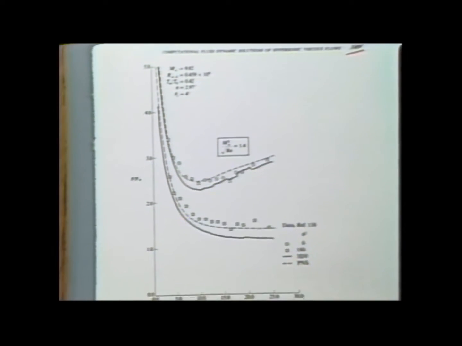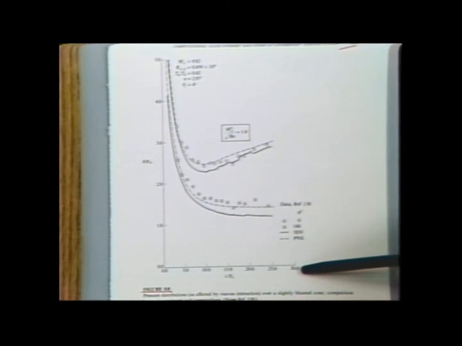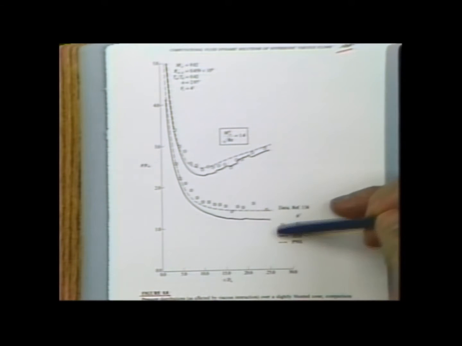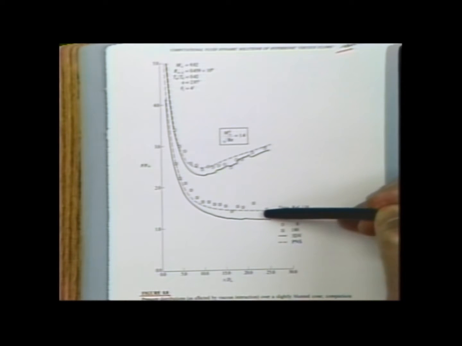Now let's go back and see what we have. What are we comparing here? This is our pressure as a function of distance along the blunt nose cone. We have experimental data along the windward streamline and the most leeward streamline. And we have our two sets of calculations.